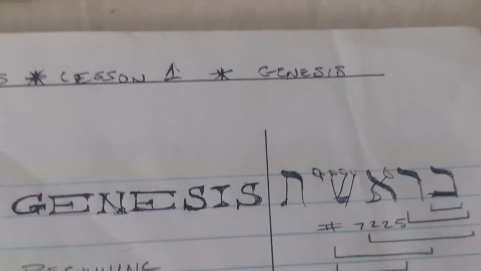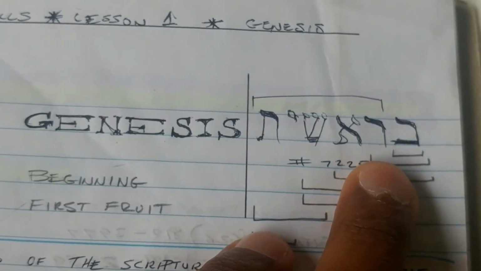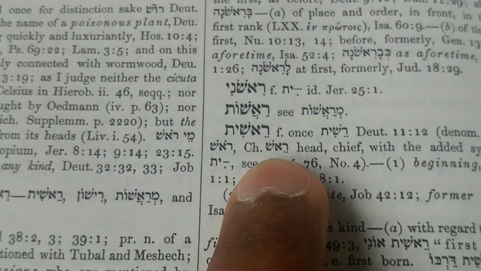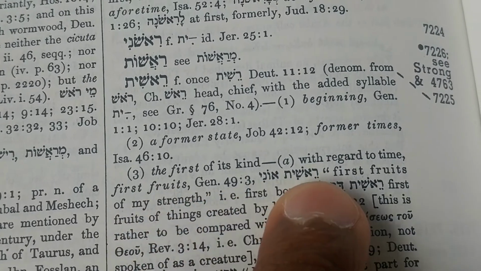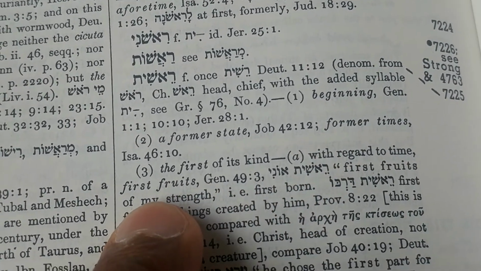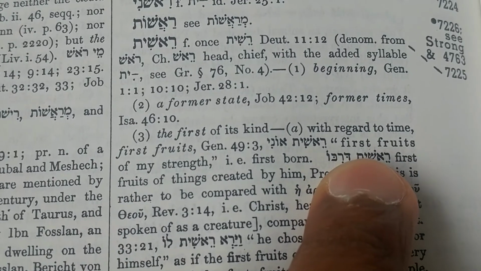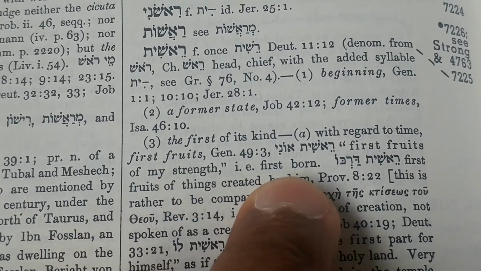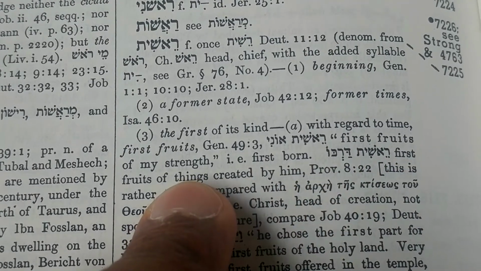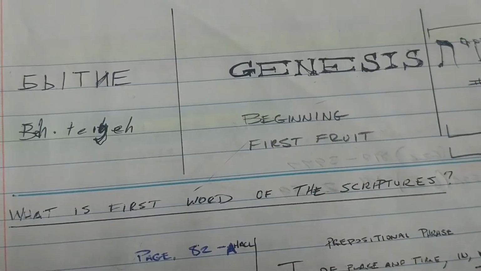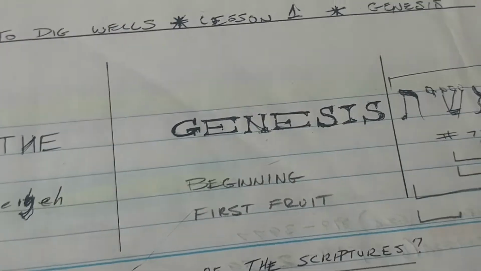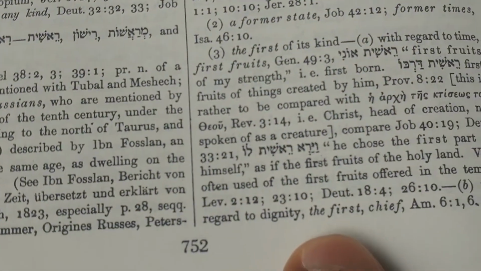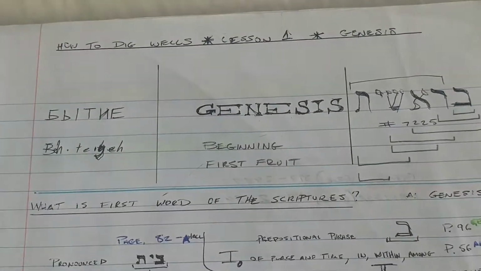And then we have one more breakdown. Okay? Reshayat: beginning, a former state, former times, the first of its kind. With regard to time, first fruits of my strength, firstborn, first fruits of things created by him. Genesis is the first fruit, the first fruits created by the Most High Yahweh. The first chief. So there you have it.